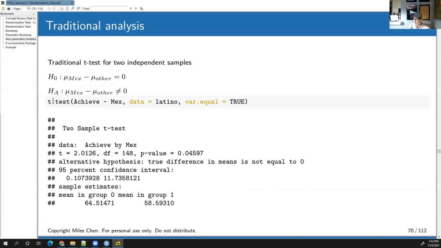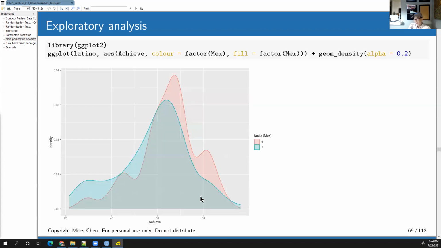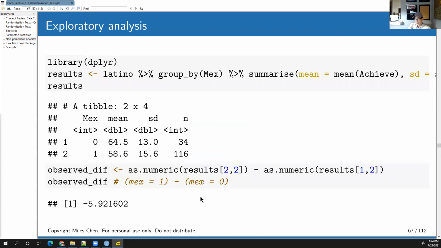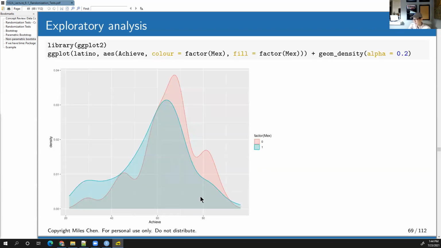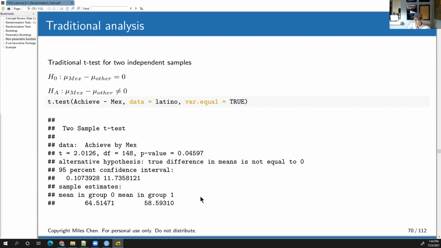Okay, and if you do a t-test, you get a p-value just under 5%. You get a p-value of around 0.04597. And we could probably do a t-test if we assume our data is a random sample, because our samples are large enough that we could justify the usage of the central limit theorem and do a t-test. Okay, so this would be your traditional approach.